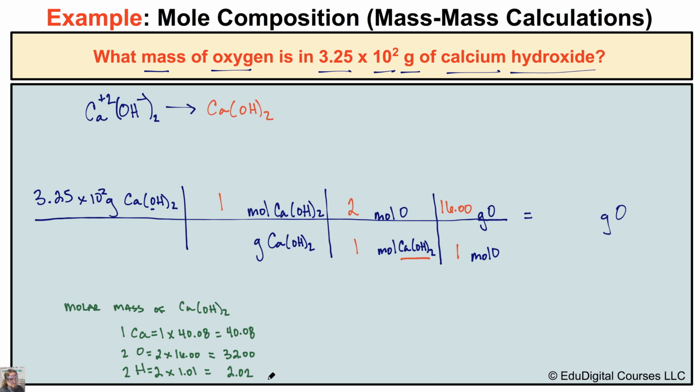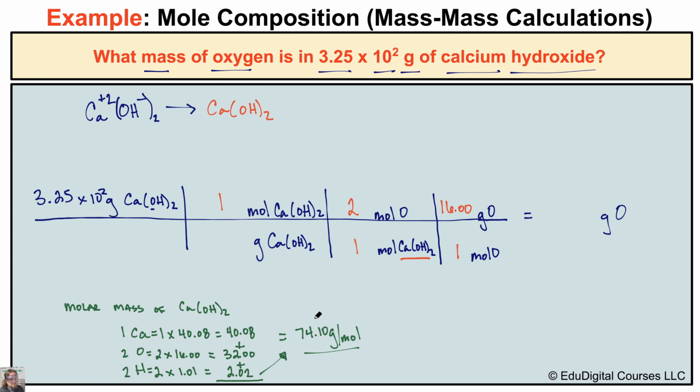So what do we do now? Well, we have to add all 3 of these values together, and when we do, let me grab my calculator here, we're going to get a molar mass of 74.1, or 74.10 grams per mole. So here's our molar mass. We know that for every 1 mole of calcium hydroxide, it's going to have a mass of 74.10 grams.